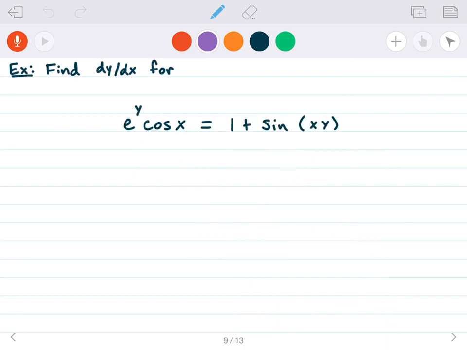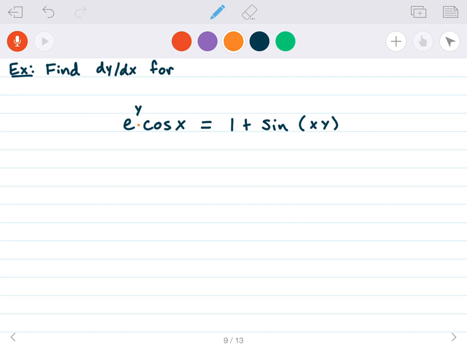Hey guys, welcome back to the second part of this video, week 7 on implicit differentiation. So let's do some more examples. All right, so we want to find dy/dx for this function, e to the y cosine x equals 1 plus sine xy. Well, what I notice first on the left side is I have a product of functions, so I want to use the product rule here.